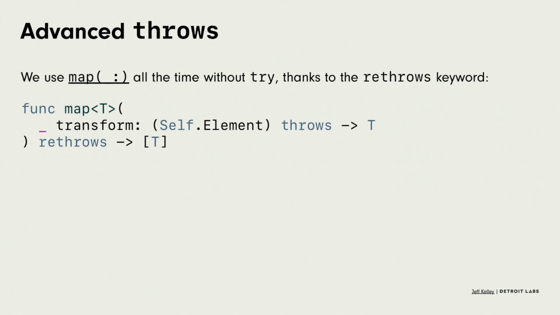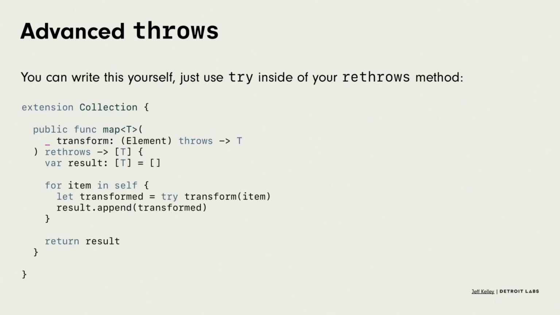Of course, we use map all the time, and this has a different construct in it. It has a rethrows keyword. Now you've probably used map a whole bunch without having throws or a try in there, and that's because rethrows only takes effect if the closure you pass in itself throws. So if you throw in your map closure, the map itself will rethrow that error to the caller. So that's how you've been able to use map without try in the past.